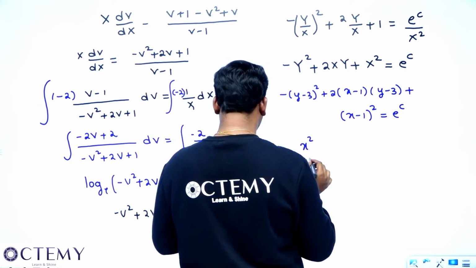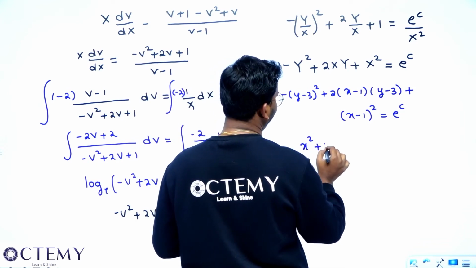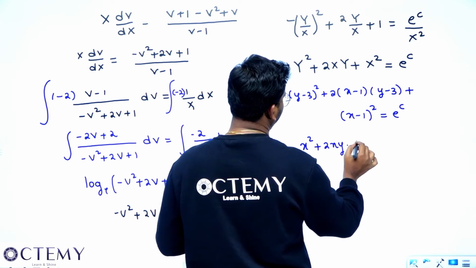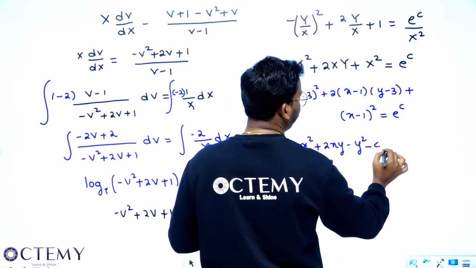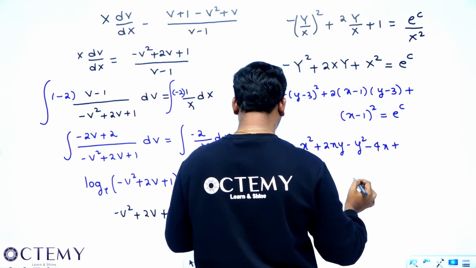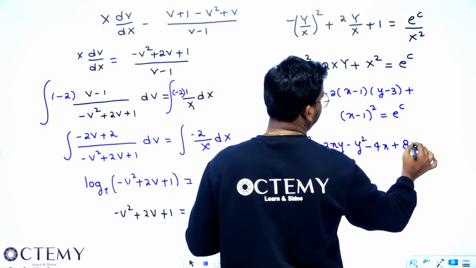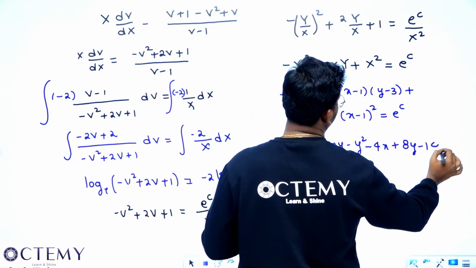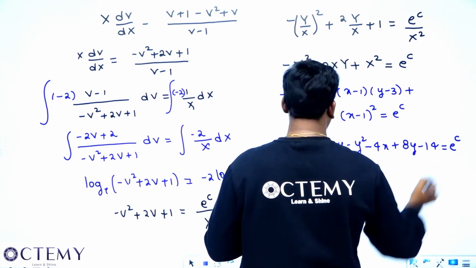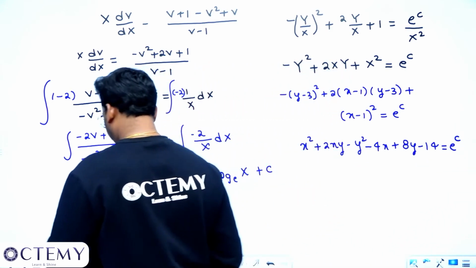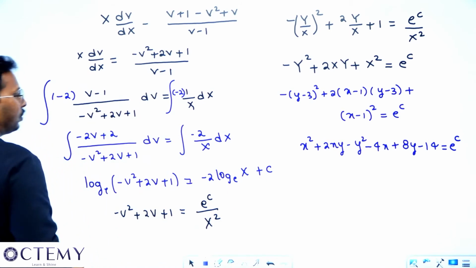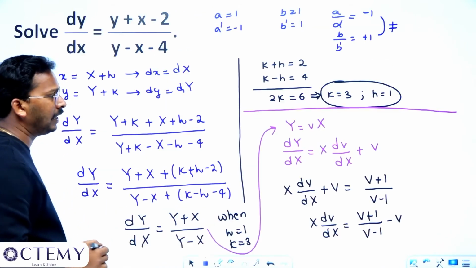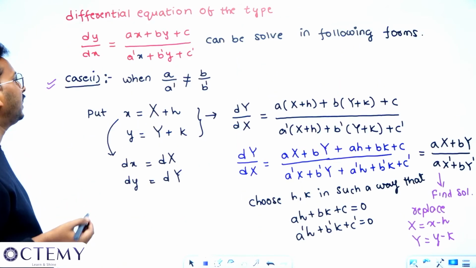If you solve this entirely, you will get it as x square plus 2xy minus y square minus 4x plus 8y minus 14 is equal to e power c. This is what you will get. Right? Very good. So this is a bit lengthy, but a necessary evil.